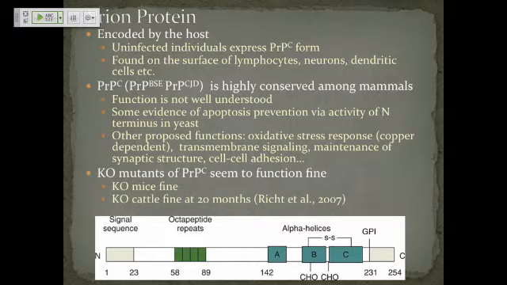So the question is, what does this PrP C protein do for the host, so to speak? This down here is just a cartoon of what the prion protein looks like, 254 amino acids, and some of the domains of interest are noted here, and we'll get back to these alpha helices here in just a second.